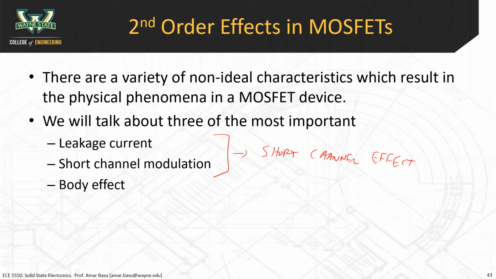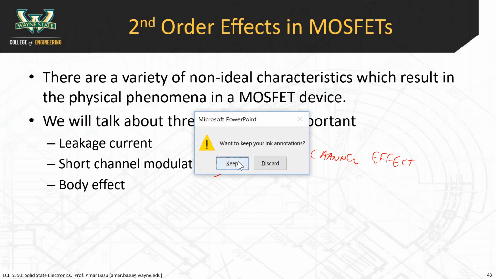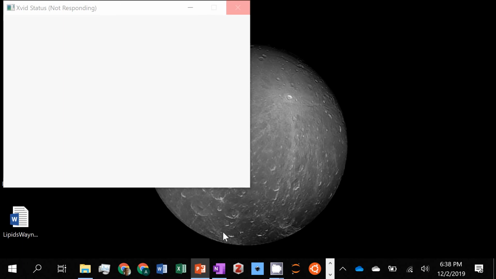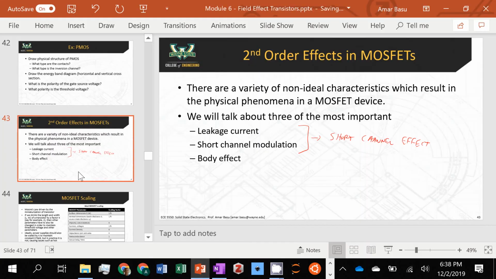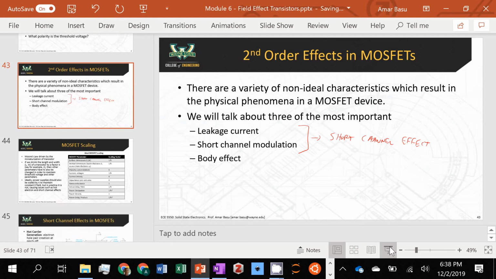And the body effect is something that you may have seen in your previous classes. That's another way to control the threshold voltages. And the body effect happens in both small and large devices.